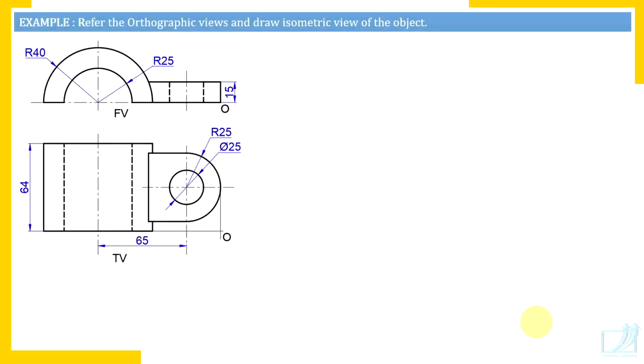Refer to the orthographic views and draw an isometric view of the object. Now watch here, front view and top view are given. First thing, you are going to check where point O is, to select the orientation of the width axis and length axis.